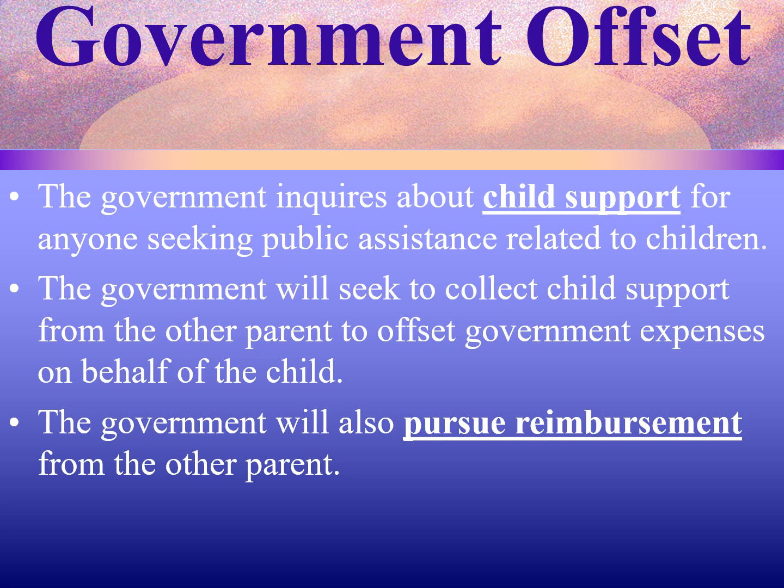There's something called a government offset. Basically, the government inquires about child support for anyone who is seeking public assistance related to children. And so when a person applies for assistance, the government will seek to collect actual child support from the other parent to offset the government expenses on behalf of the little person. And so if there are multiple children, they're going to be seeking to collect child support for all of those children. And the government will also pursue reimbursement directly from the other parent.